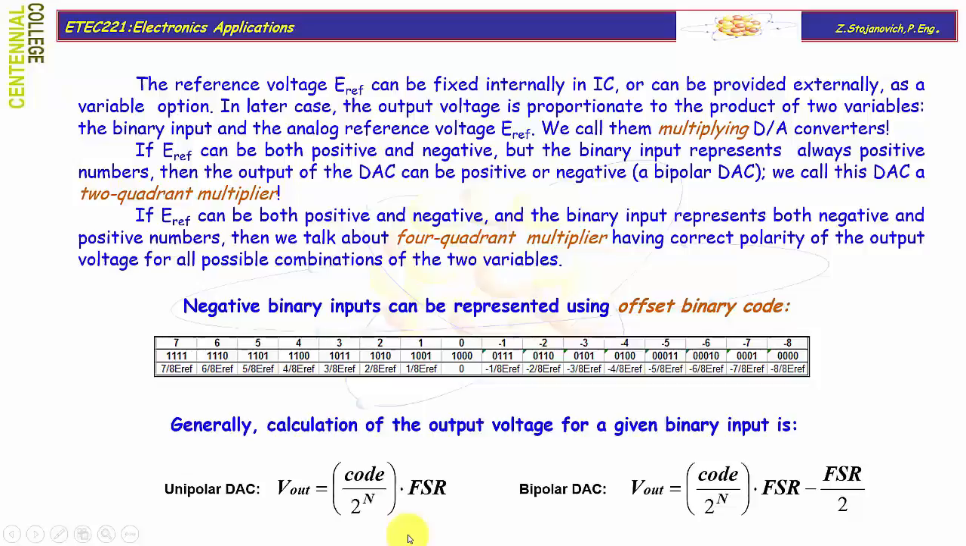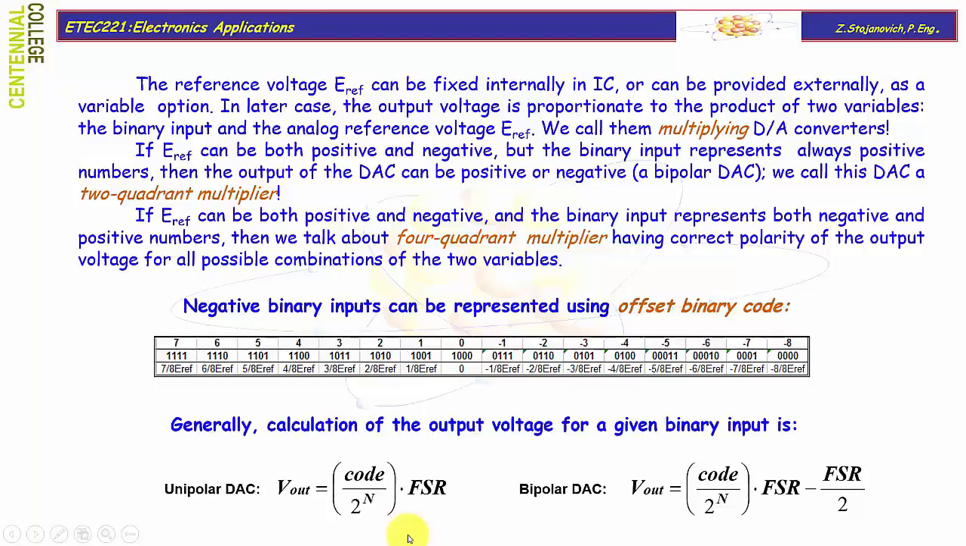If EREF can be either positive or negative, but the binary input represents always positive numbers, then the output of a DAC can be positive or negative, creating a bipolar output voltage. We call this DAC a two-quadrant multiplier. If EREF can be both positive and negative, and the binary input represents both negative and positive numbers, then we talk about a four-quadrant multiplier, having correct polarity for the output voltage for all possible combinations of the two variables.